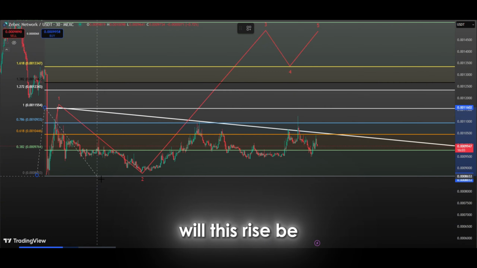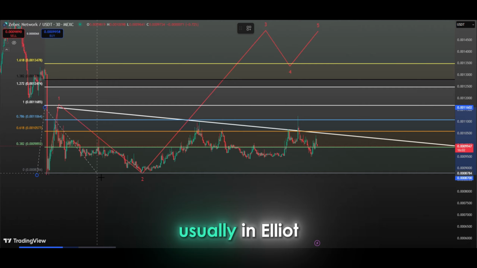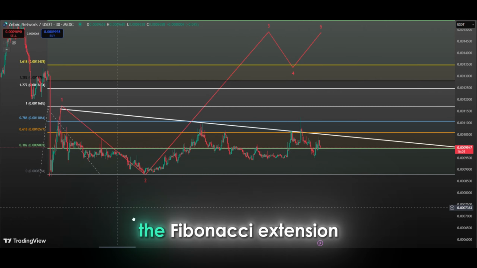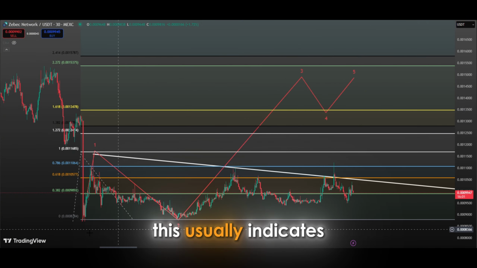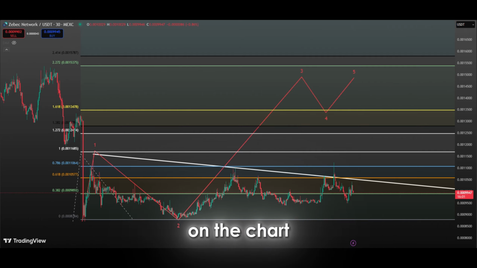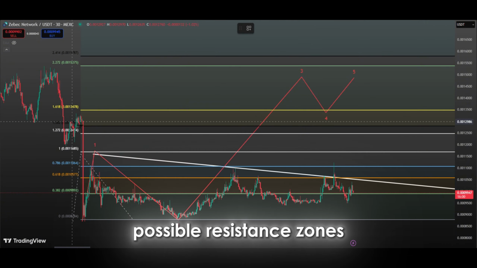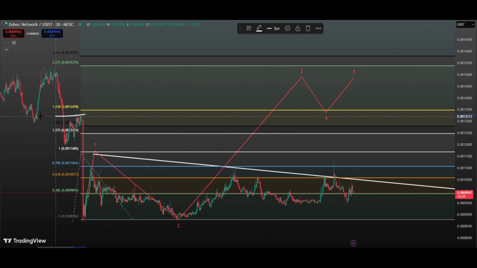But how strong will this rise be? Fibonacci levels provide the answer. Usually in Elliott wave theory, the minimum target of the third wave is considered to be the Fibonacci extension of 1.618. This usually indicates a strong bullish move. As we noted on the chart, the potential targets of the third wave are marked by the yellow and green lines. These levels indicate possible resistance zones that the price could reach if the third wave is completed.